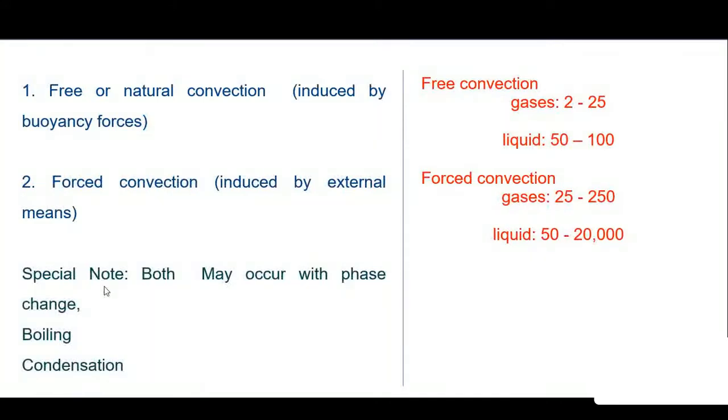Then there are some special cases like this, free or natural convection, both can occur with phase change, that is change of phase from liquid to gas or gas to liquid, that is called boiling or condensation. So there is boiling heat transfer and condensation heat transfer. The heat transfer coefficient in boiling and condensation heat transfers are very high, ranging from 2500 to 1 lakh. We are going to discuss boiling and condensation separately in unit number 6.